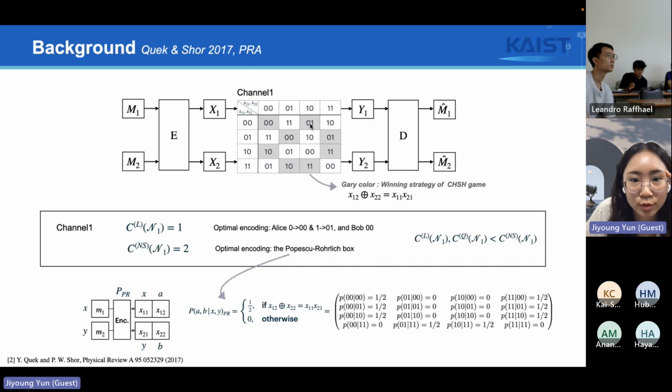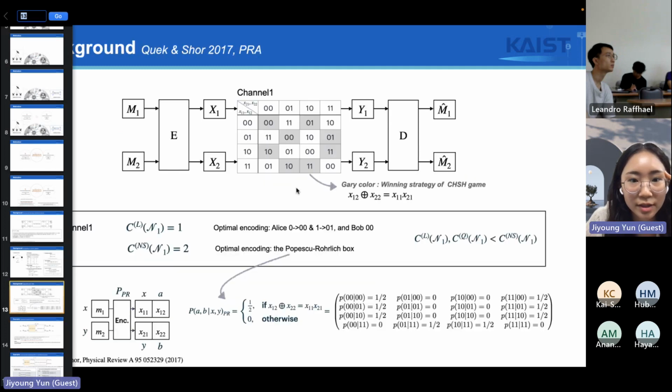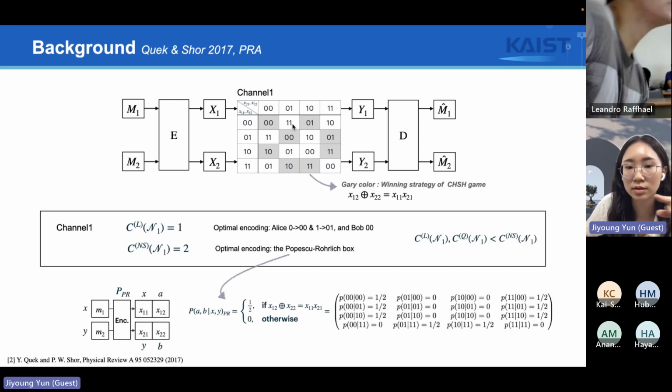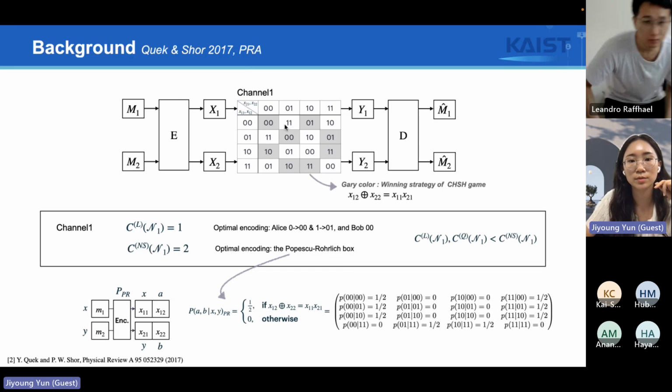Similarly, this part is also a winning strategy of the CHSH game, so this first bit will go to here, and this first bit will go to here. Otherwise, the white color means the not-winning strategy, and then it will be exactly flipped. So this first bit 0 will be flipped to 1, and this first bit will be flipped to 1, like this.